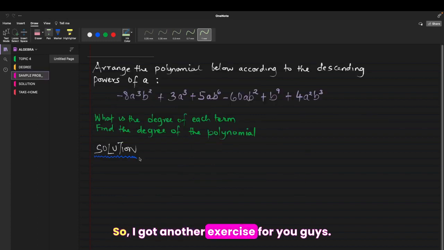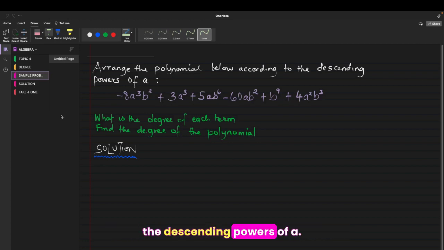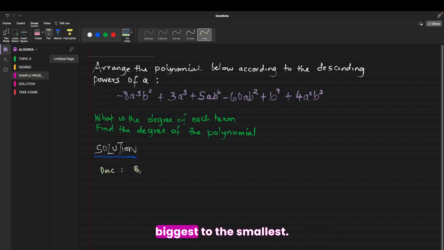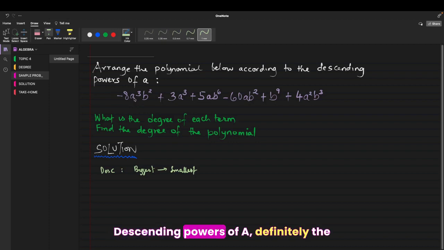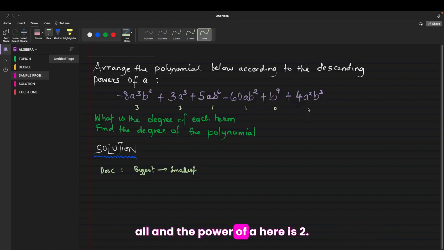So I've got another exercise for you guys. Arrange the polynomial below according to the descending powers of a. Descending means going from the biggest to the smallest, right? So which is the biggest here? Descending powers of a. Definitely the power of a here is 3. The power of a here is also 3. The power or exponent of a here is 1. The power of a here is 0 because a doesn't exist there at all. And the power of a here is 2.